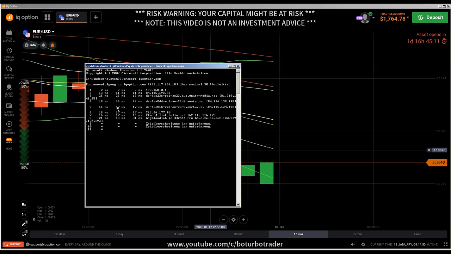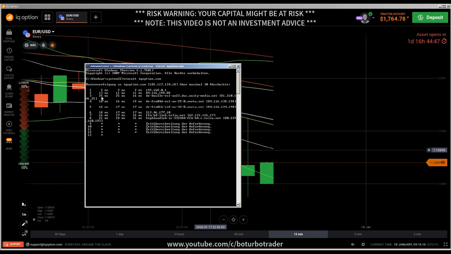okay, because you have to add all those milliseconds, and then you know your latency. That is the time from when you press the button until the information gets to the broker. You can do this not only on IQ Option, you can also do this for Pocket Option and IREX. I will show you this again.